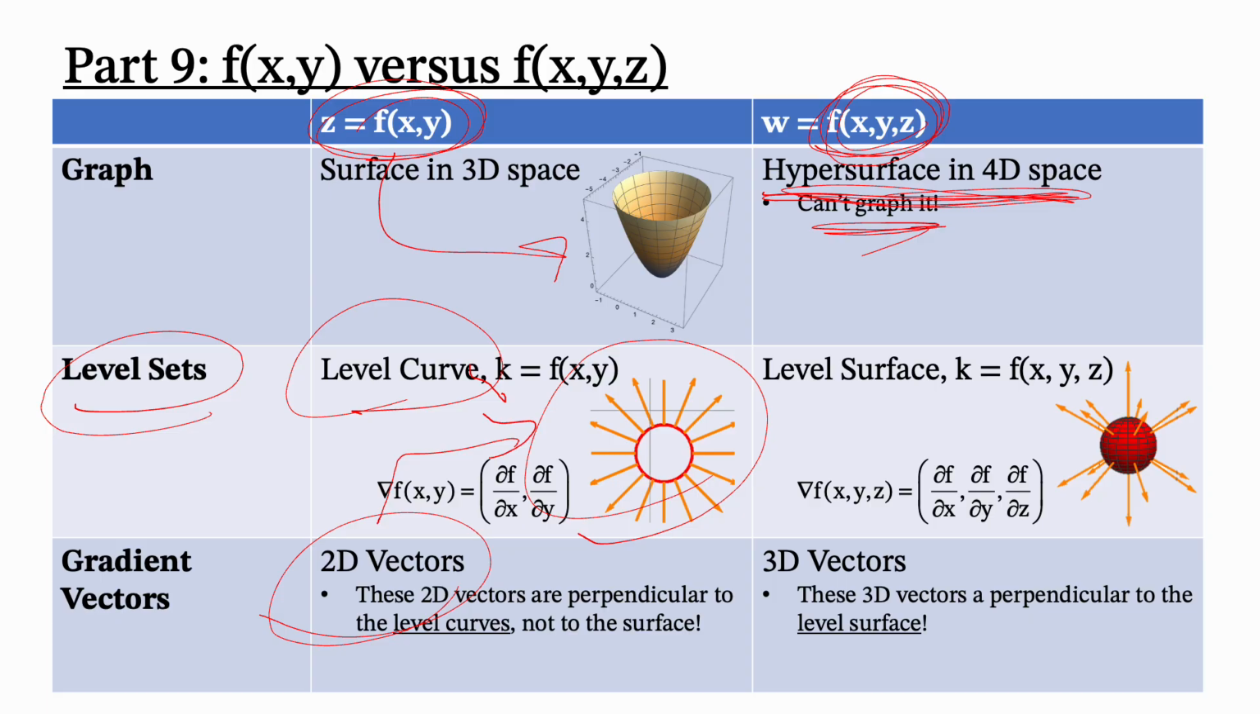Instead, you would want to think of this as having a level surface equal to some constant. That's what you would typically see in a triad. And these gradient vectors are going to be 3D, perpendicular to those level surfaces. And that's the differentiation there.